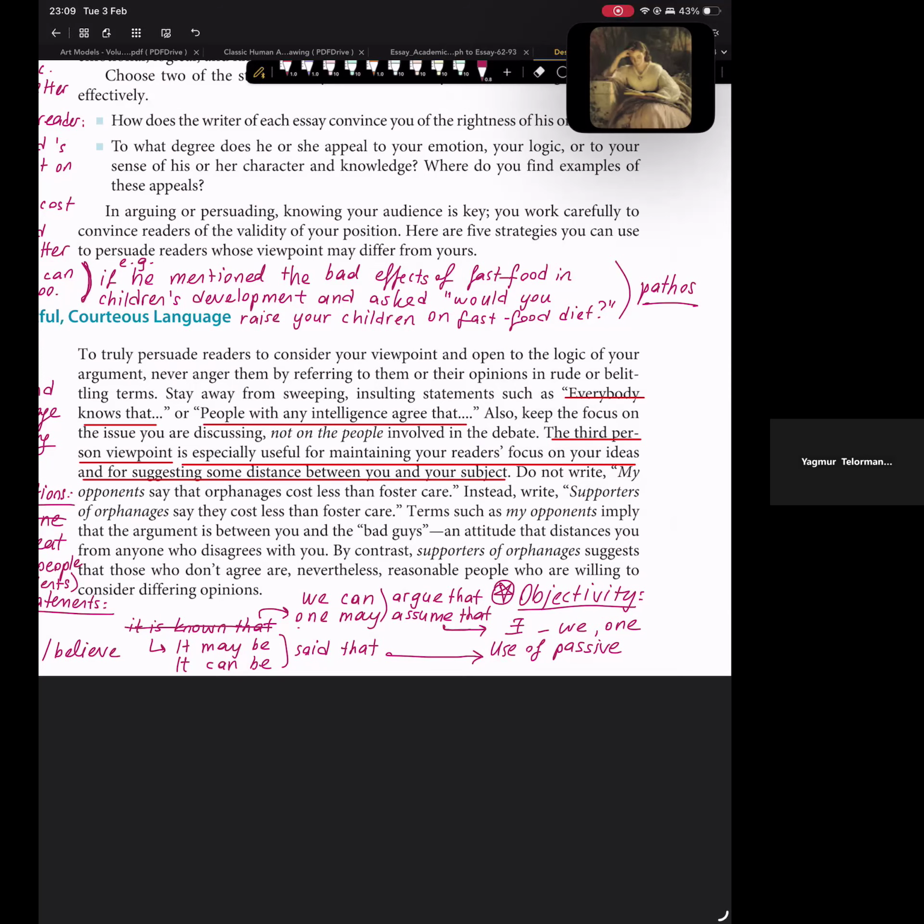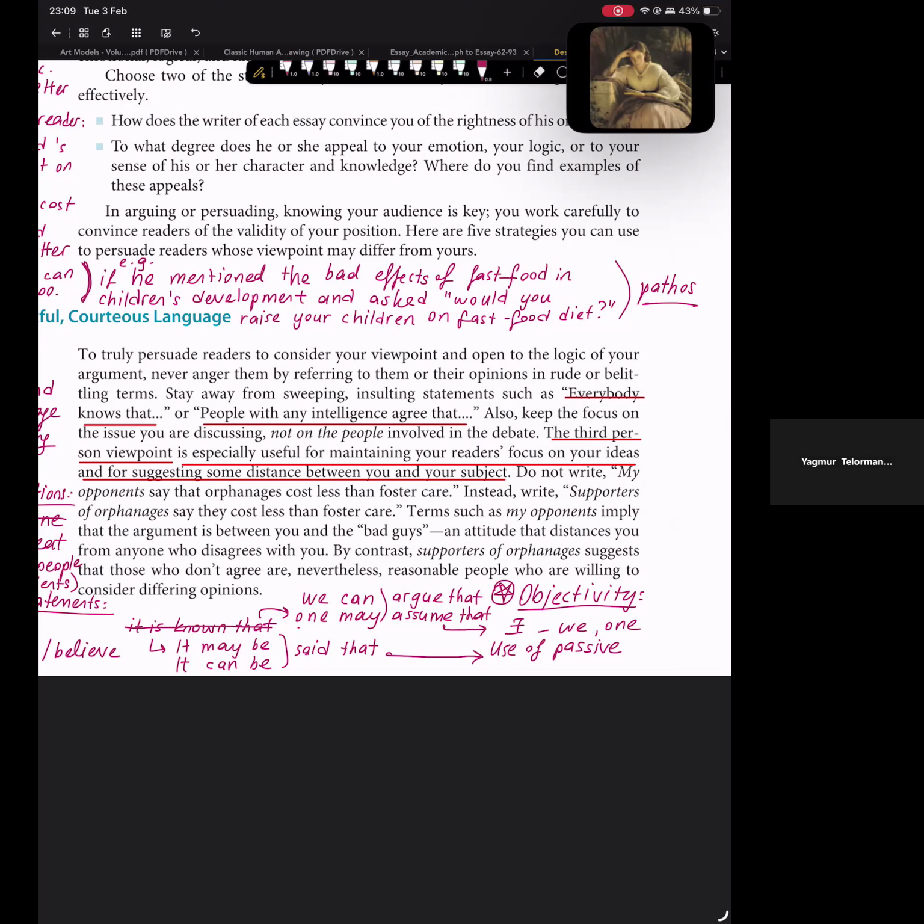When you say it is known that, you assume that everyone in the world knows that. But what if some don't? All right. Or if you assume that everyone thinks that way, right? But not everyone thinks that way. There are 8 billion people out there.